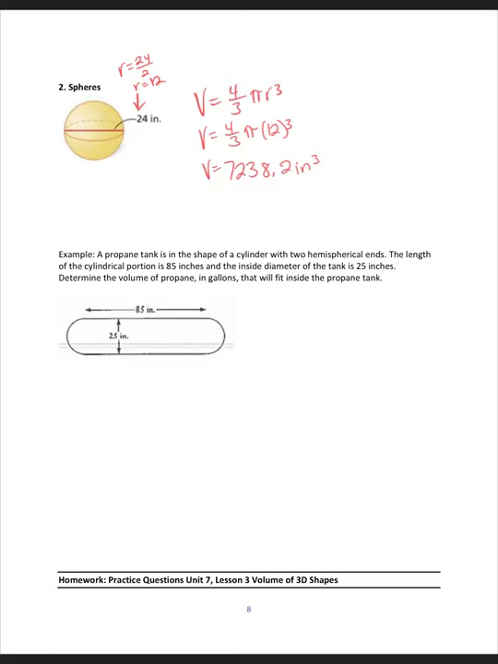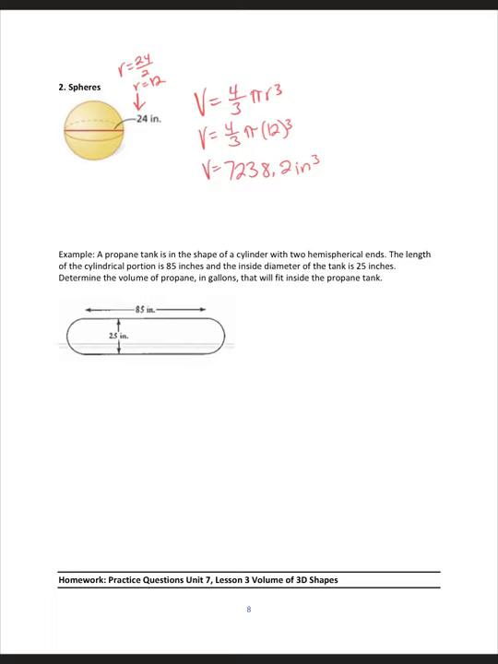Okay, this next example we'll talk about the setup, and then I'd like you guys to give it a try. So it says a propane tank is in the shape of a cylinder with 2 hemispherical ends. The length of the cylindrical portion is 85 inches, and the inside diameter of the tank is 25 inches. Determine the volume of propane in gallons that will fit inside this propane tank.